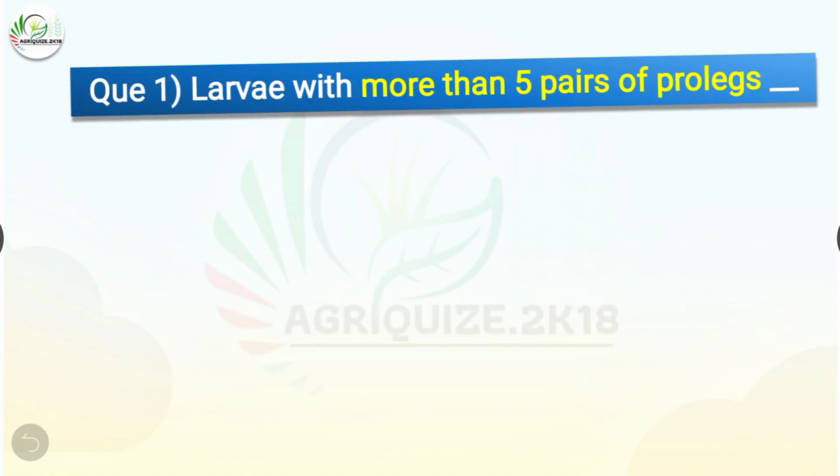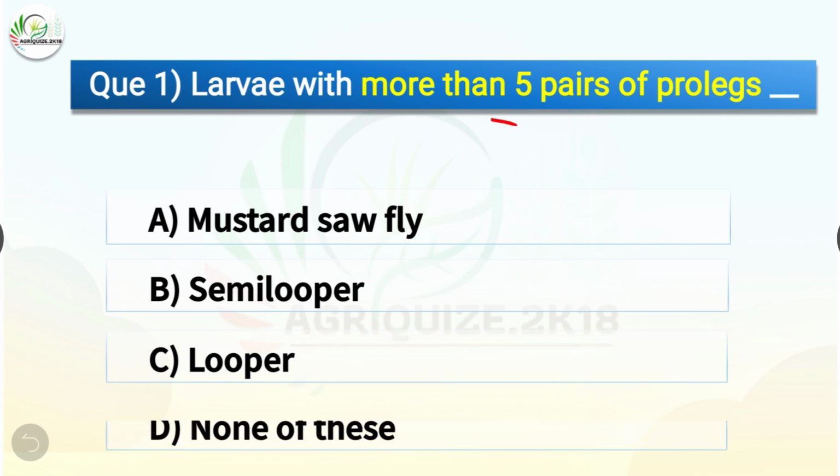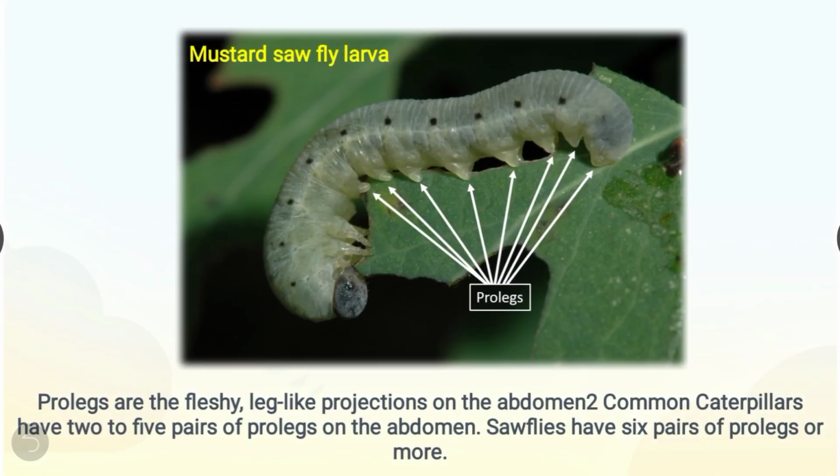Question number 1, larvae with more than 5 pairs of prolegs is dash. The options are mustard sawfly, semilooper, looper, or none of these. The correct answer is option A, mustard sawfly. So larvae with more than 5 pairs of prolegs is in mustard sawfly. Let's know more about it. Prolegs are the fleshy leg-like projections on the abdomen. Common caterpillars have 2 to 5 pairs of prolegs on the abdomen. Sawflies have 6 pairs of prolegs or more.